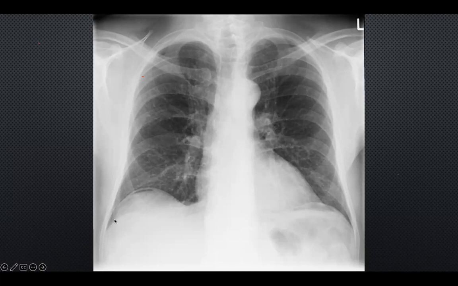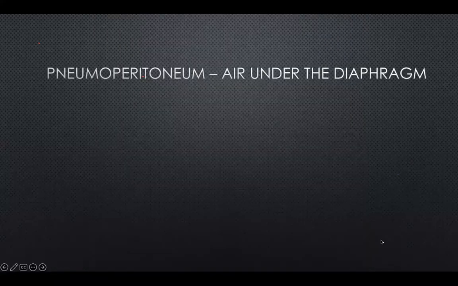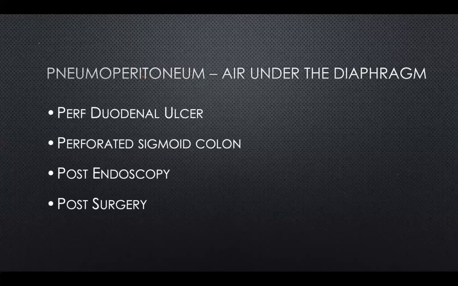Because this is telling you this is a very unwell patient because they've got air within their abdomen. So it's a pneumoperitoneum, air under the diaphragm. And there's lots of causes for it. So perforated duodenal ulcers or sigmoid colons. If they've had surgery or endoscopy, you could also get some air under the diaphragm. So you need a bit of history. But obviously a perforated bowel is a medical emergency. So it's very important to pick that up and let someone know.